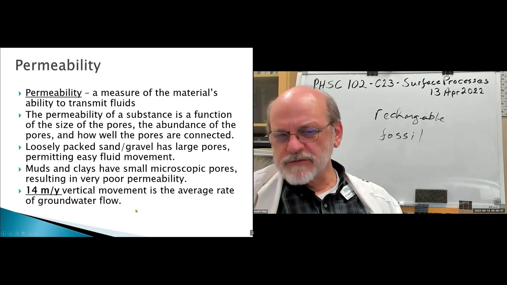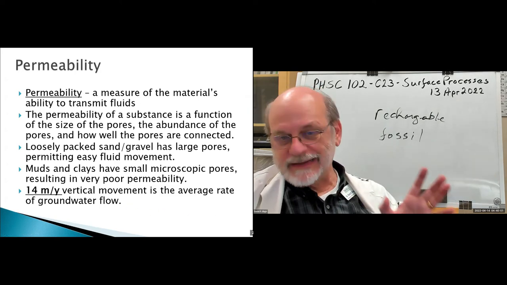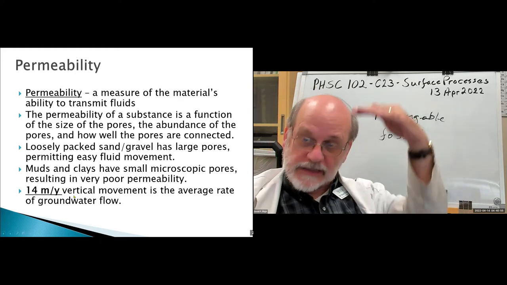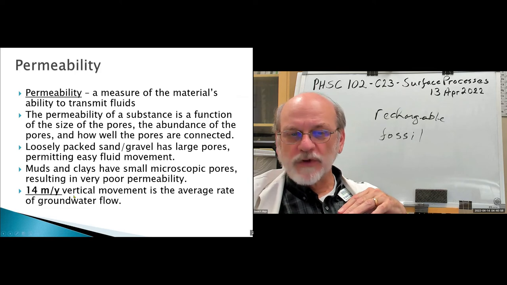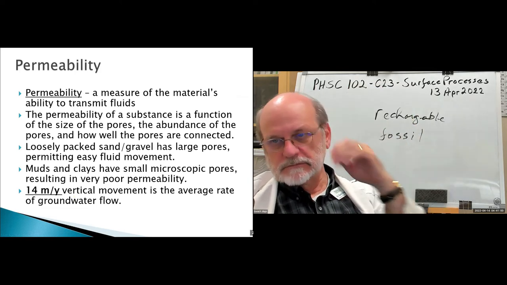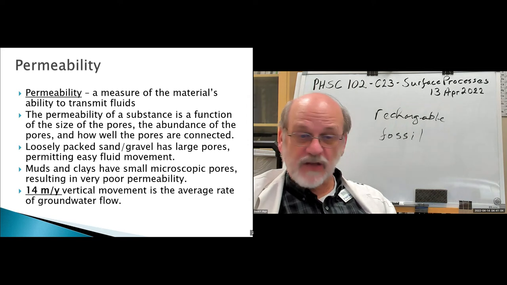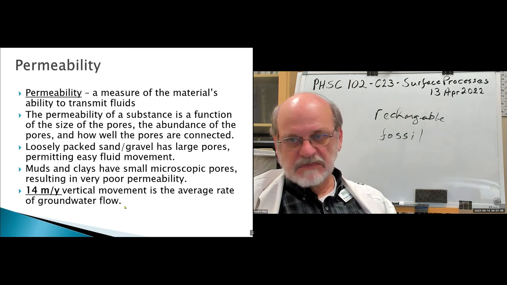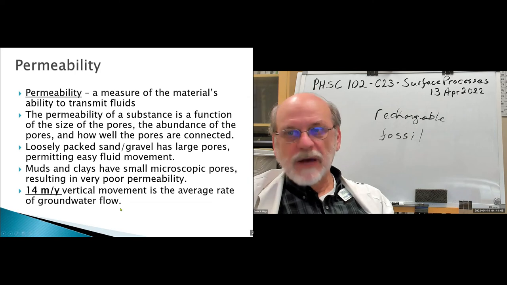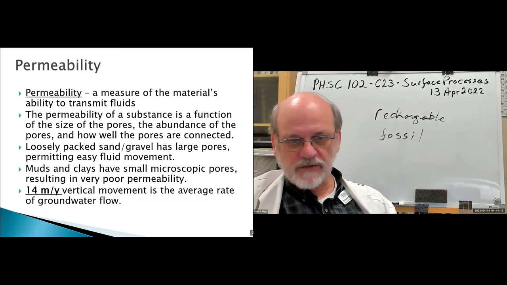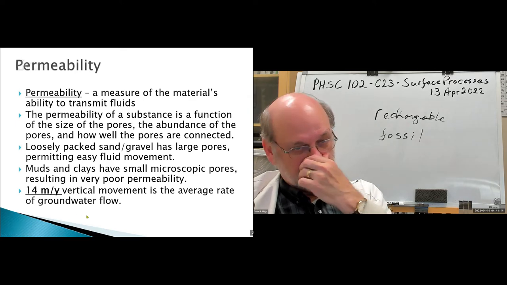Now, this is an average value of groundwater movement, right? It varies widely, but on average, water will move vertically about 14 meters per year through the existing structures. That could be as little as a tenth of a meter up to 100 meters per year movement, right? So this is an average value.